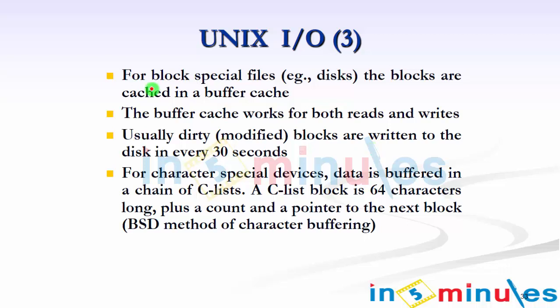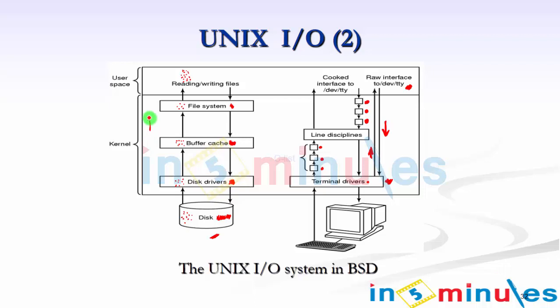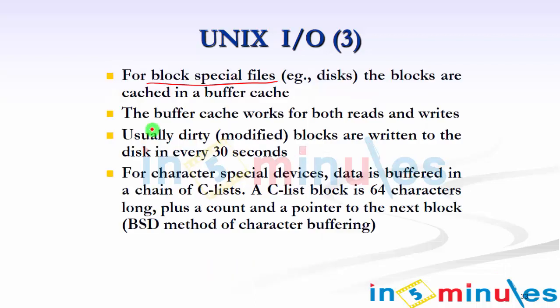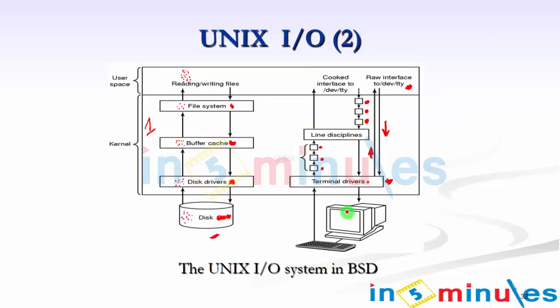As we said, there is a block spatial file which would buffer the data. As we can see, this is the first type. Then there is a second, called the character spatial files, which will be reading data in a C list. Each C list has 64 characters and the counter and the pointer pointing to the next. We are talking about the second mode over here, which you can see.